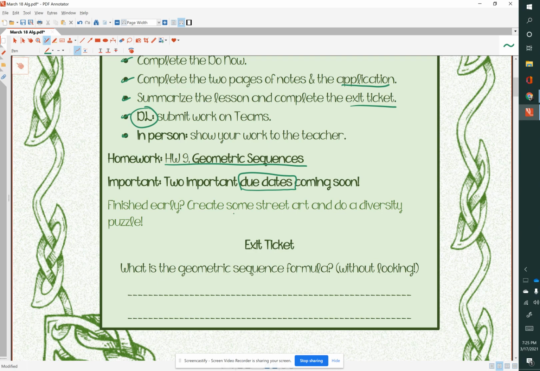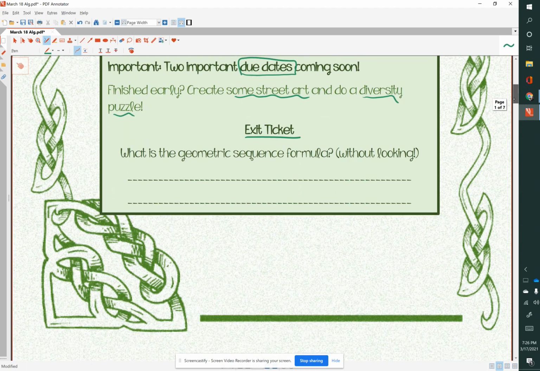I do have a little fun street art for you and a diversity puzzle if you finish early or you have some extra time later and you're just looking for a little break. And then for our exit ticket, we will answer the question, what is the geometric sequence formula? And I'm hoping that you can memorize it by the end of the lesson.